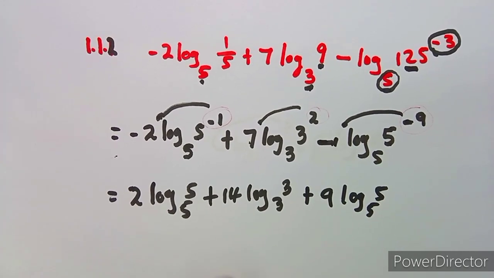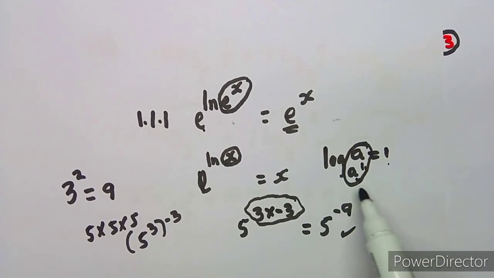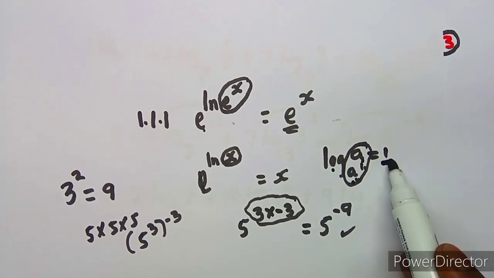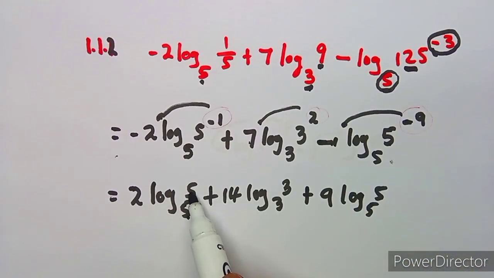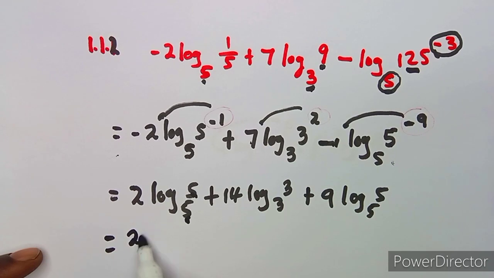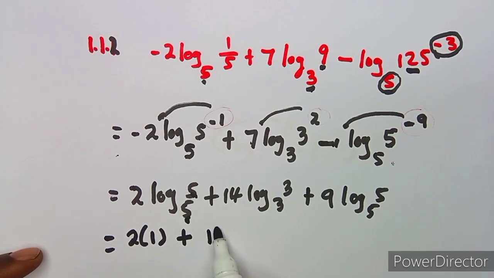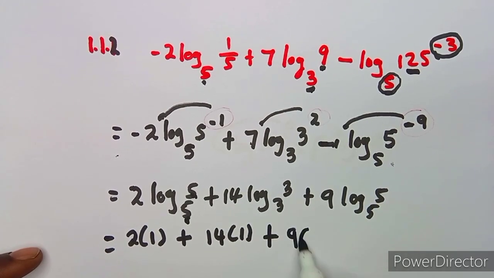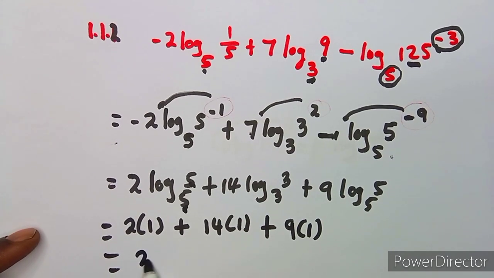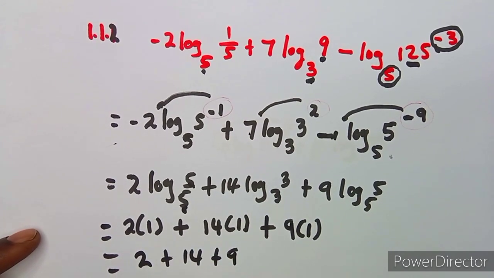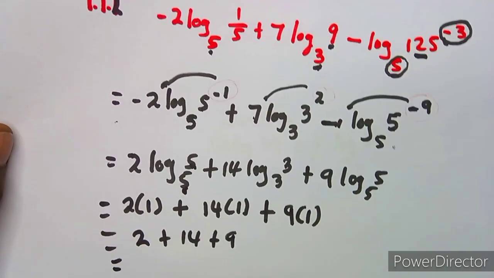So as you can see, guys, this is what you need. Once you can see log 5 and base 5, you know that one is a 1 because we said it from this law. Log a base a is equal to 1. So which means whenever this number and the base are the same, this whole part is a 1. So it means you've got 2 times 1 plus 14 times 1. This whole part is a 1. This whole part is a 1. 9 times 1 like this. So that's gonna be 2 plus 14 plus 9, which is actually going to give us 25.